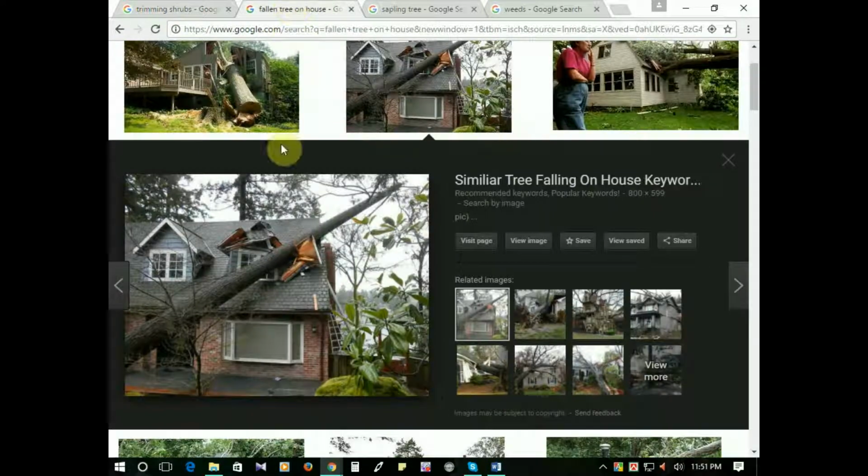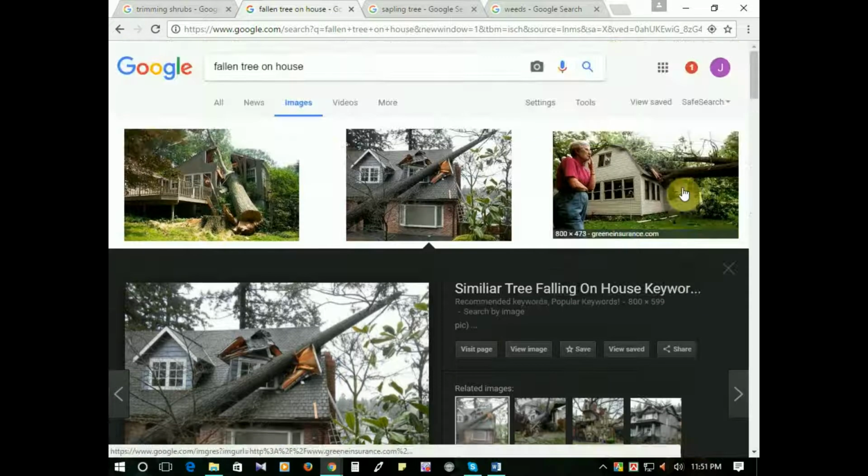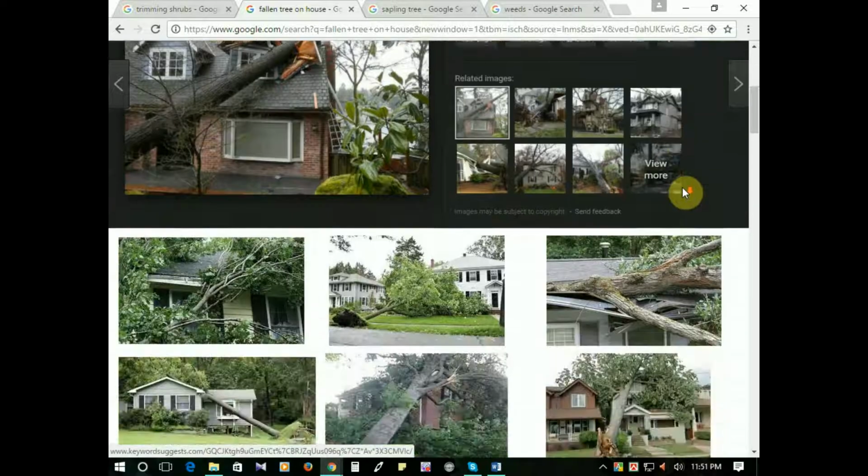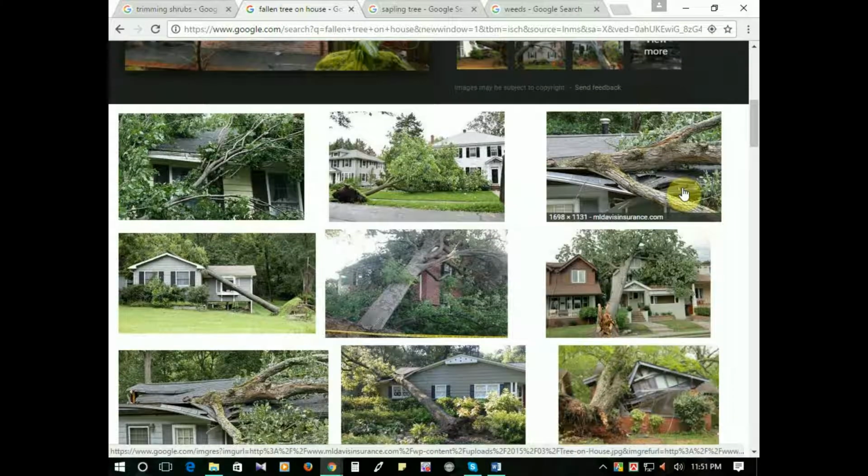However, if a tree has fallen down on the property or on the ground, as you can see in this picture, it needs to be totally removed, and this is how that happens.